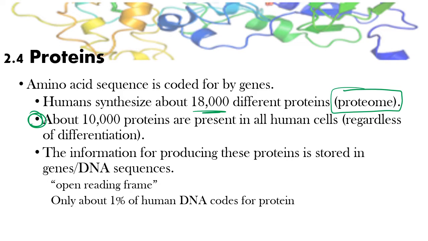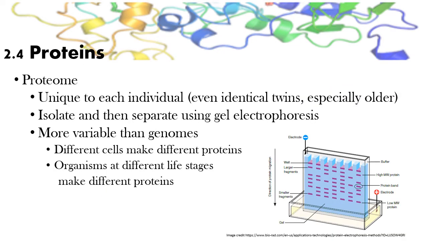And then all of this information for making proteins is stored in genes, and we call this the open reading frame. So this is the part of the DNA that we actually use to code for proteins. This is the DNA that goes through transcription and then translation actually turns into proteins. What's crazy is that's only about 1% of all of our DNA. Only about 1% of all of our DNA actually turns into these 18,000 proteins that we make. And when we get to our genetics unit, we'll talk about some of the other things that the other 99% of human DNA does.